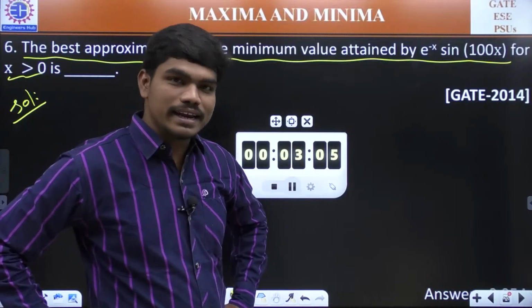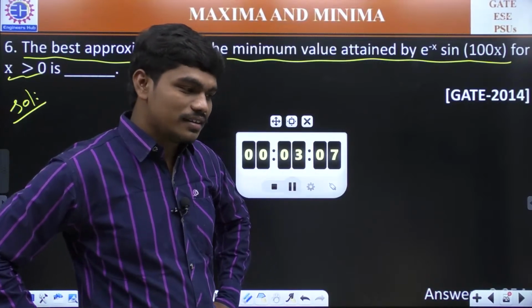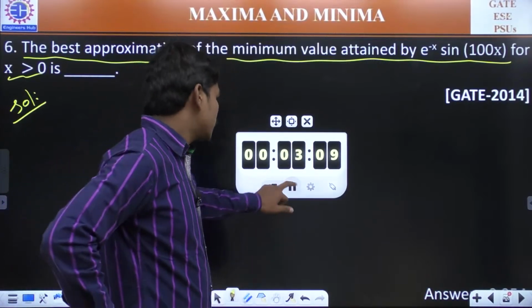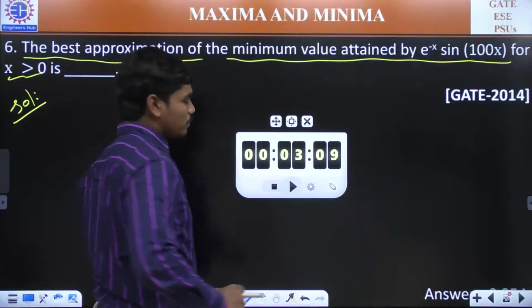Raghavi, yes, correct. It will be negative. I agree. Good. The answer is negative. Sorry, none of you answered it.